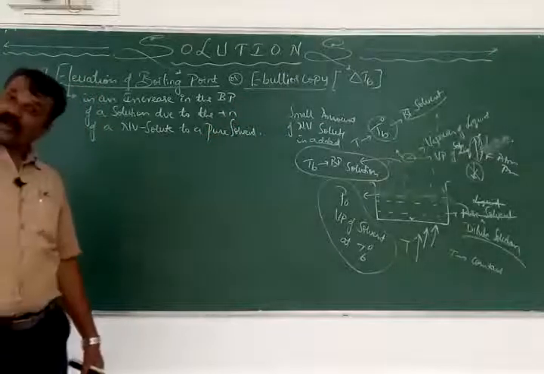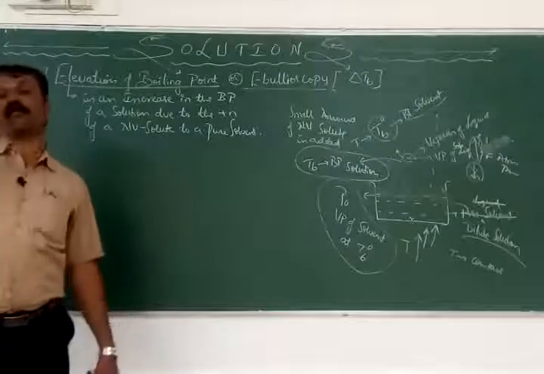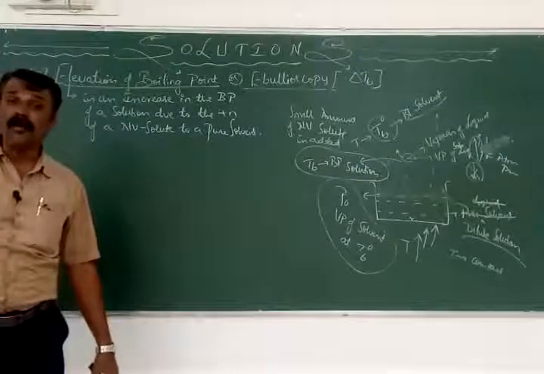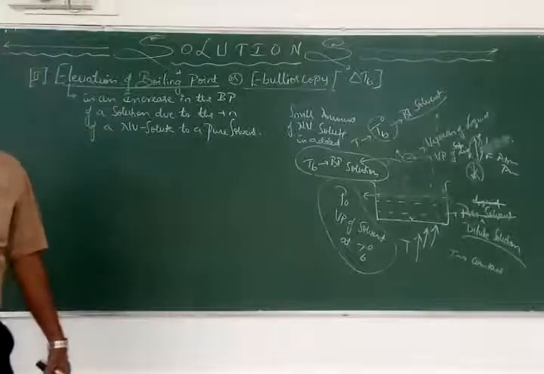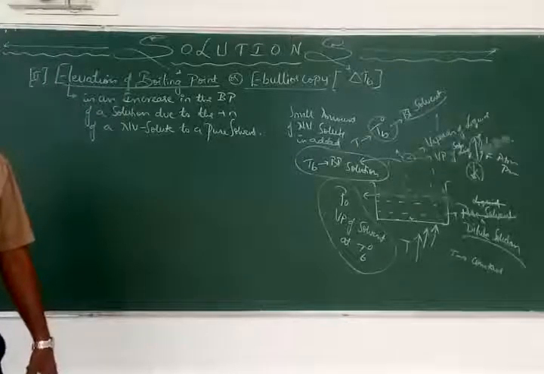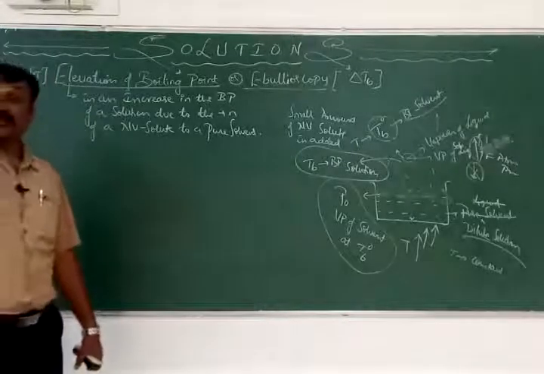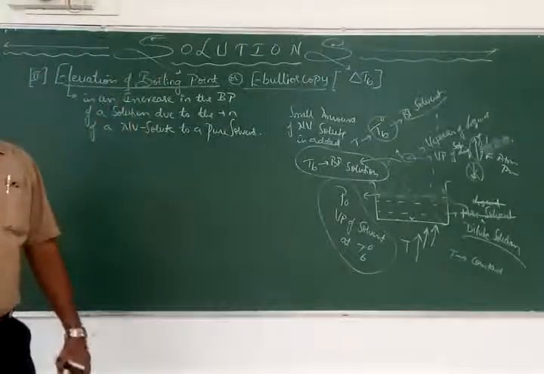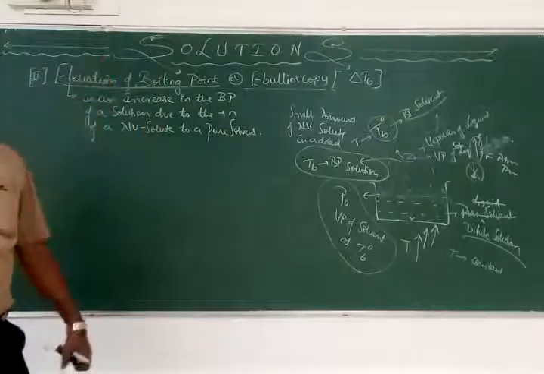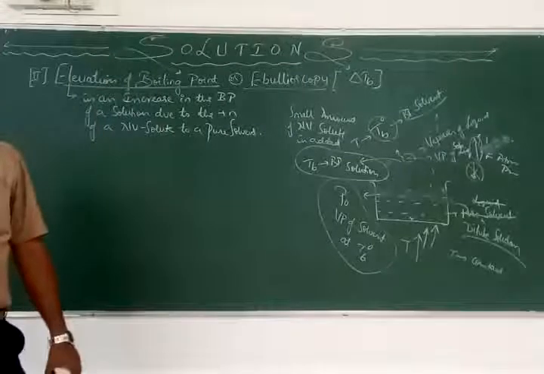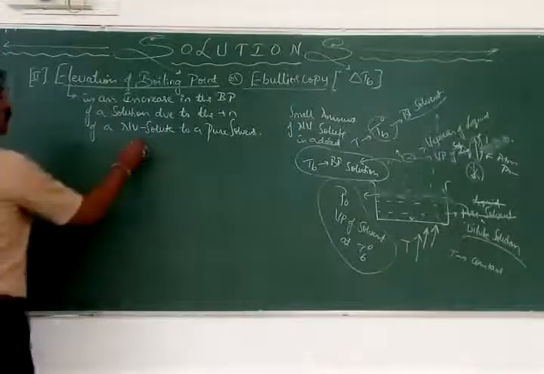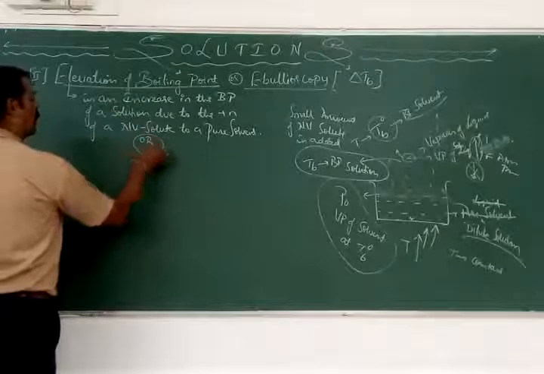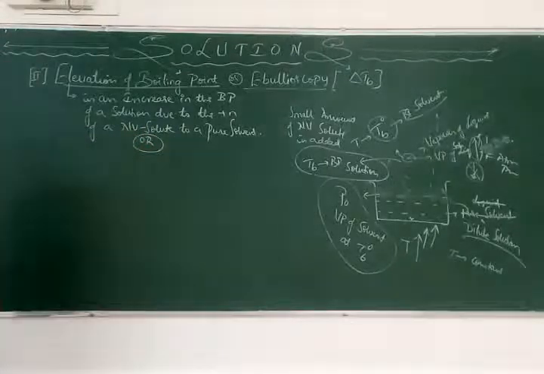If a small amount of a non-volatile solute is added to the pure solvent, the boiling point of the solution goes on increasing, and that increase in the boiling point due to the addition of a non-volatile solute to the pure solvent is called elevation of boiling point, or it is also called ebullioscopy. Or we can have the alternate definition according to a mathematical concept.